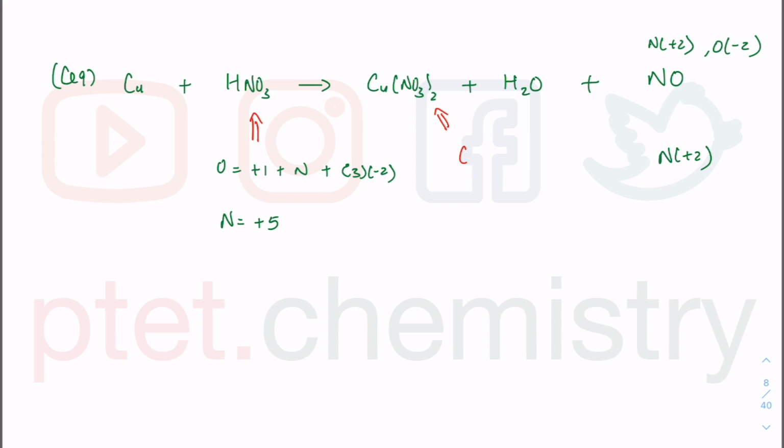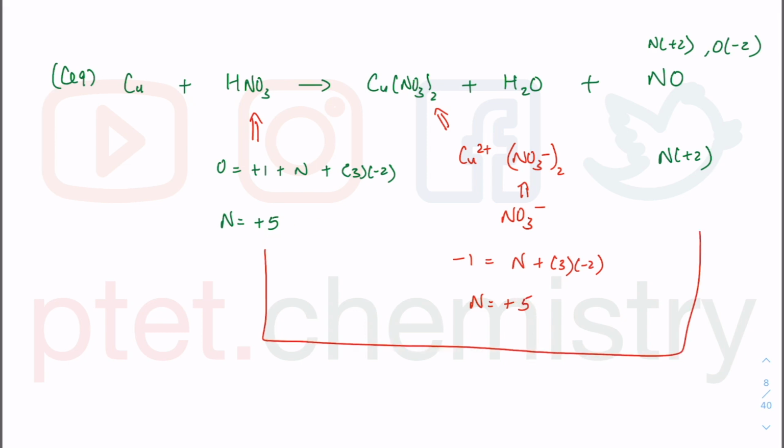For the nitrate, we have copper 2 plus. We also have NO3 minus times 2. Therefore, I'm just looking at one formula unit. The oxidation state of the ion is minus 1 because it follows the charge on the ions. Nitrogen is what I want to find. I have 3 oxygens. The nitrogen is going to be plus 5 there. From here to here, it's not a redox because there's no change in oxidation number. But from here, the nitrogen plus 5 to nitrogen plus 2, this is reduction. There's a decrease in oxidation number.